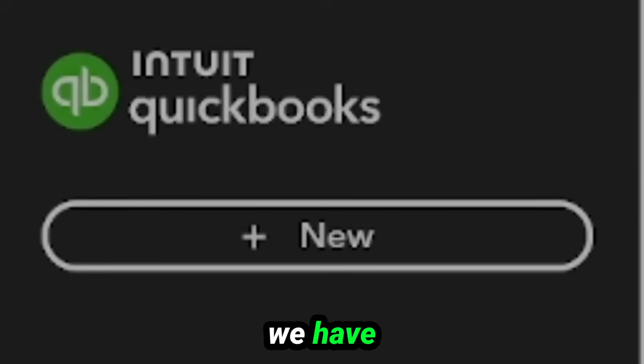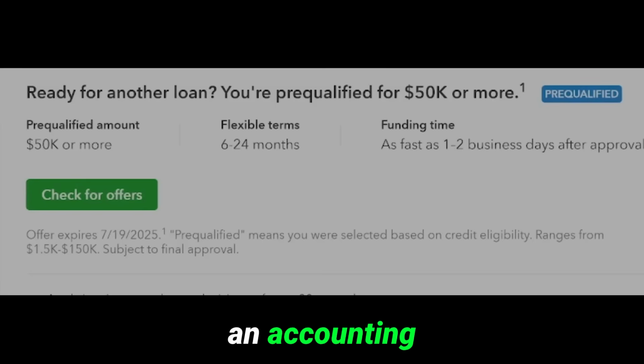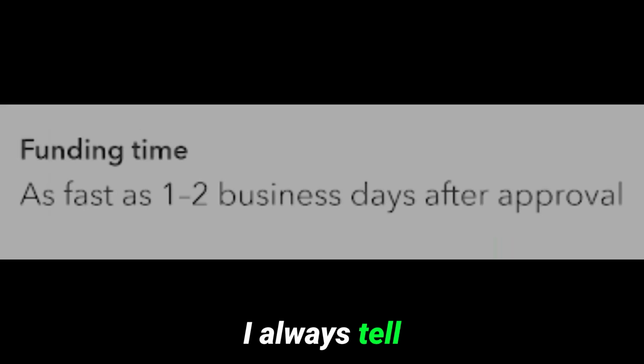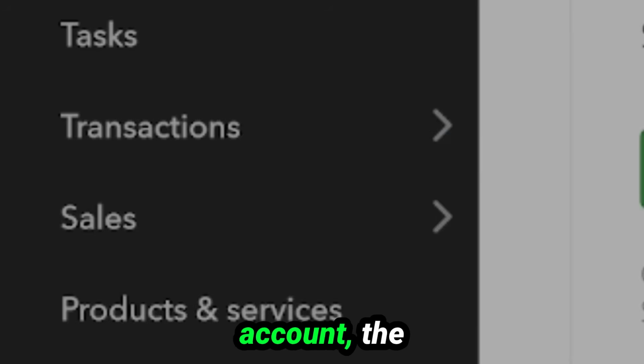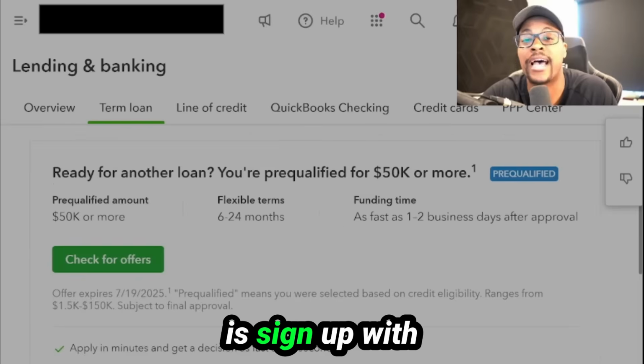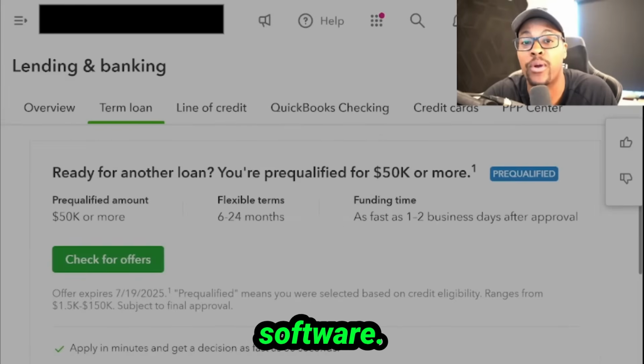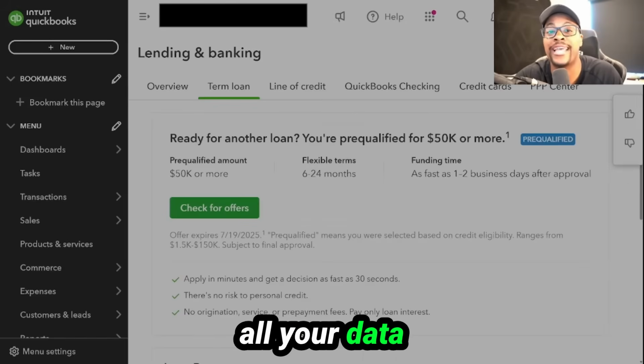So right here we have QuickBooks. For those who don't know, QuickBooks is an accounting software. This is something I always tell all business owners. When you get set up with a bank account, the very next thing you should do is sign up with an accounting software, because an accounting software is going to keep all your data organized.